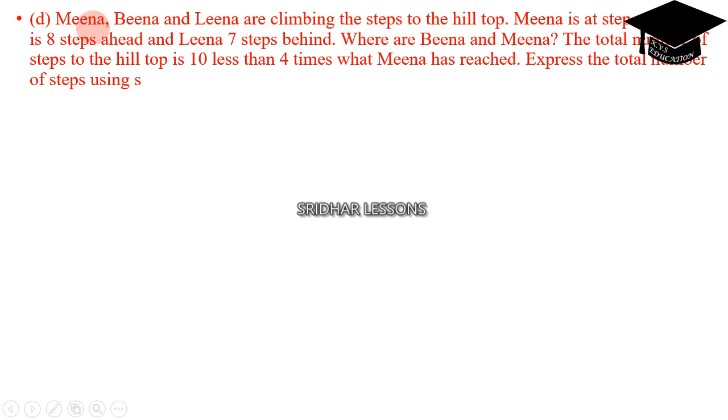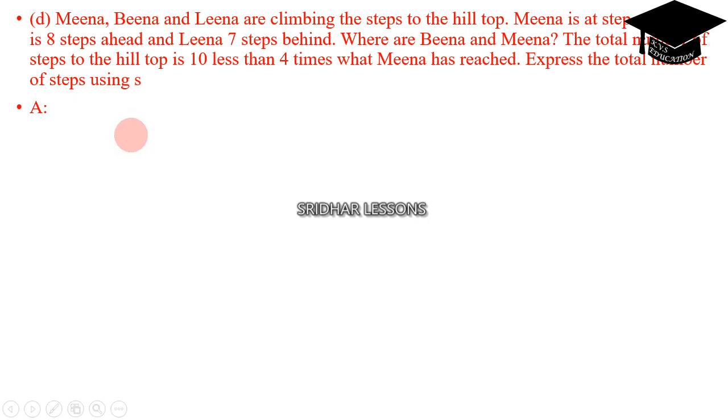Next question. Meena, Beena and Leena are climbing the steps to the hilltop. Meena is at step S. Beena is 8 steps ahead of Leena, and Leena is 7 steps behind. Where are Beena and Meena? The total number of steps to the hilltop is 10 less than 4 times what Meena has reached. Express the total number of steps using S.